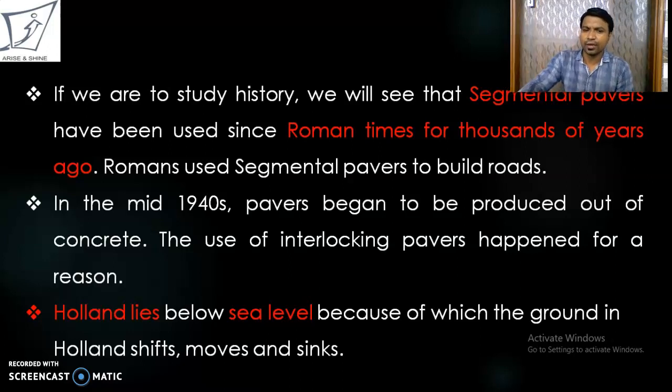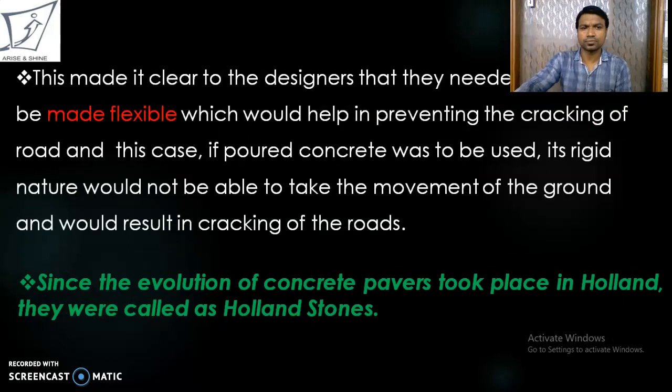Holland lies below sea level, because of which the ground in Holland shifts, moves or sinks. This made it clear to the designers that they needed the road to be made flexible, which would help in preventing the cracking of a road, and in this case poured concrete was not to be used.